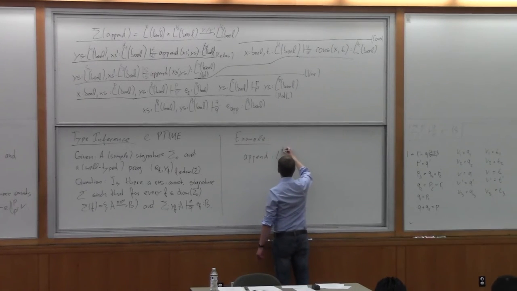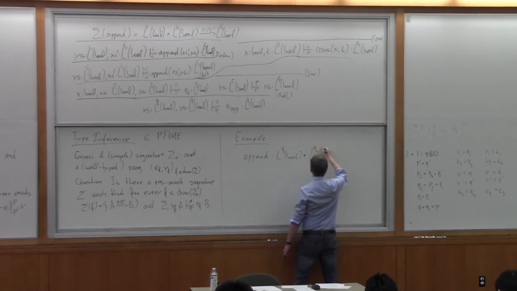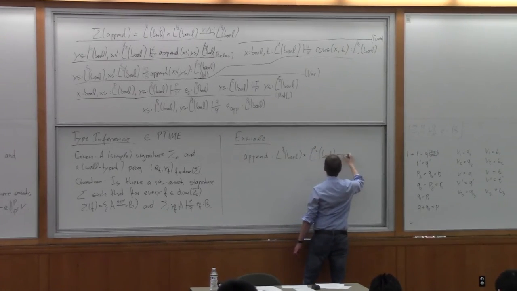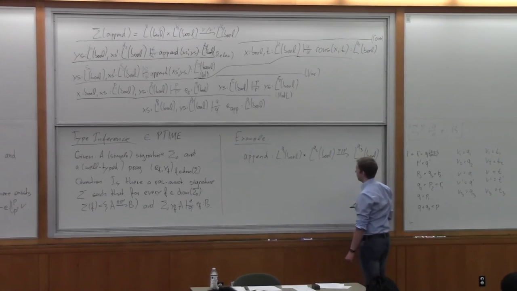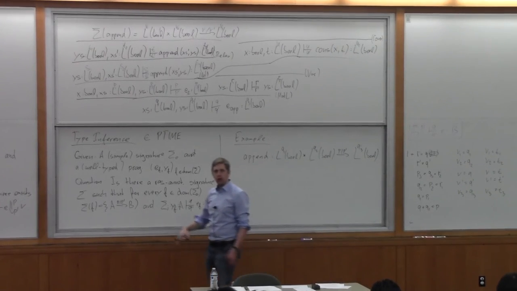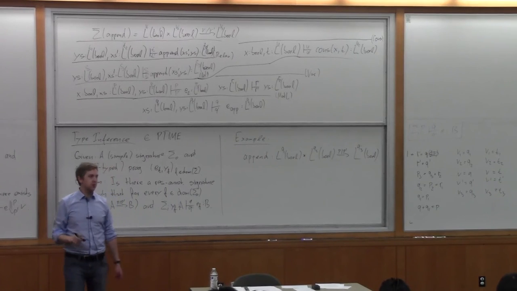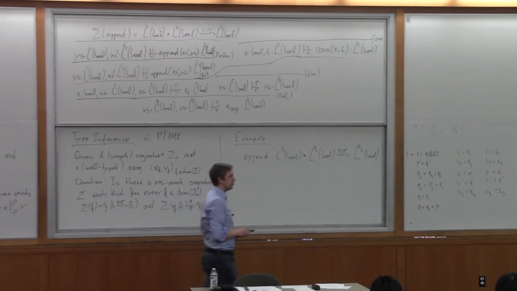So let's say we have Q1, Q2, P, P prime, and Q3. So the constraint we have then is, maybe you can tell me. If you just want to summarize all the types for append, what constraints do we need? Again, we want to count the number of cons operations.